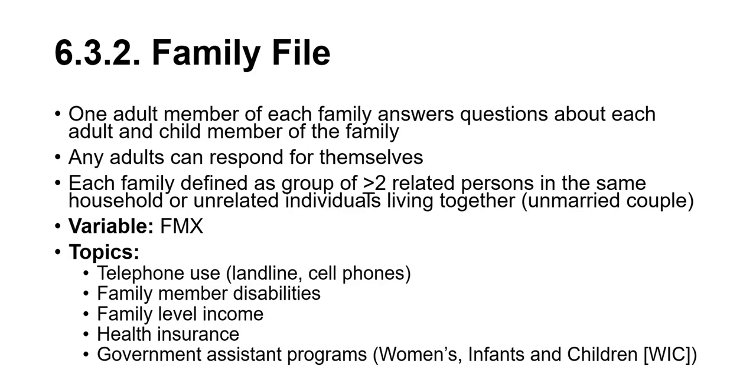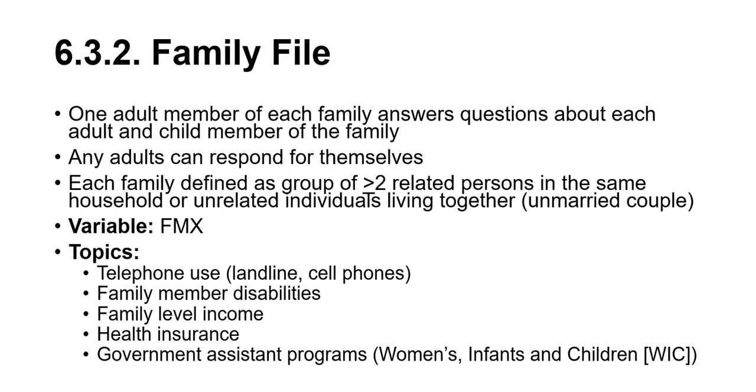Section 6.3.2, family file. So the family file goes beyond the household file because there may be more than one family living within a household. One adult member of each family answers questions about each adult and each child member of the family. However, any adults can respond for themselves. A family is defined as a group of at least two related persons living in the same household or unrelated individuals living together, such as an unmarried couple.